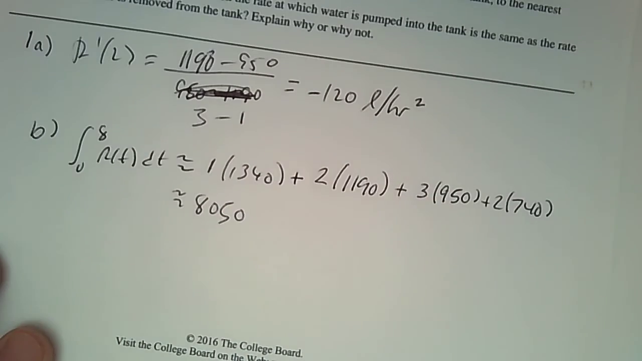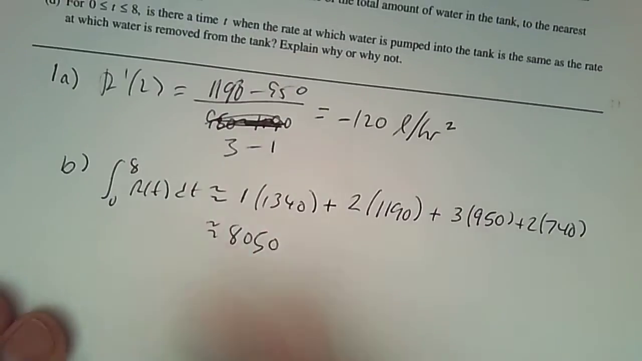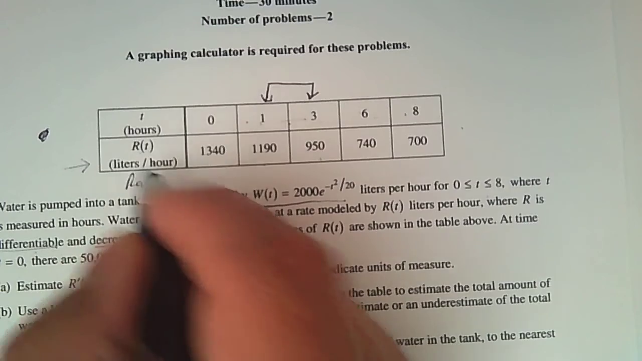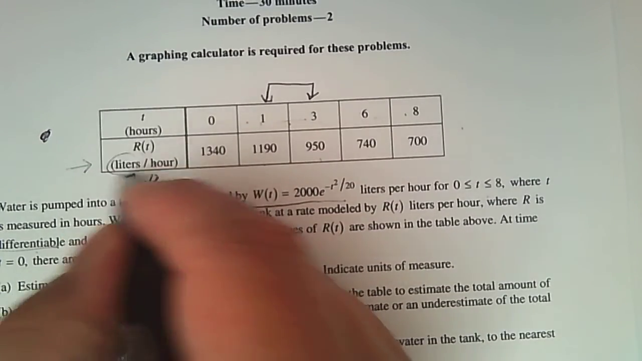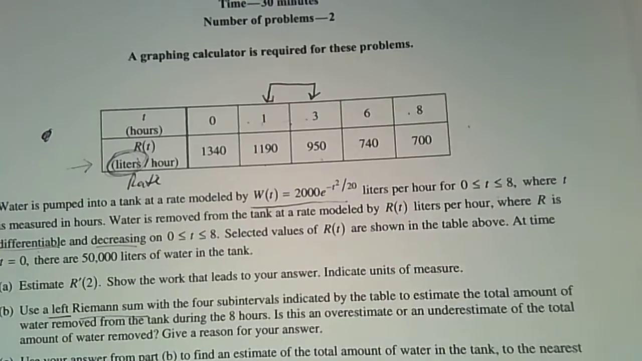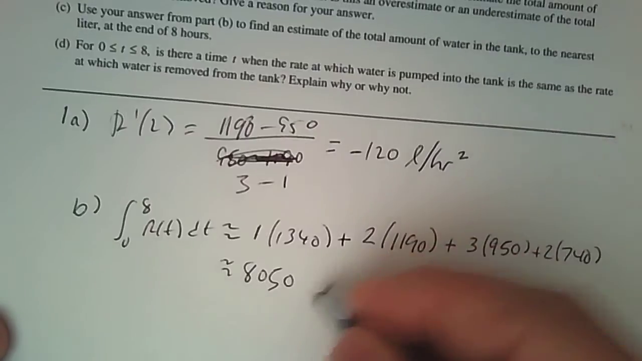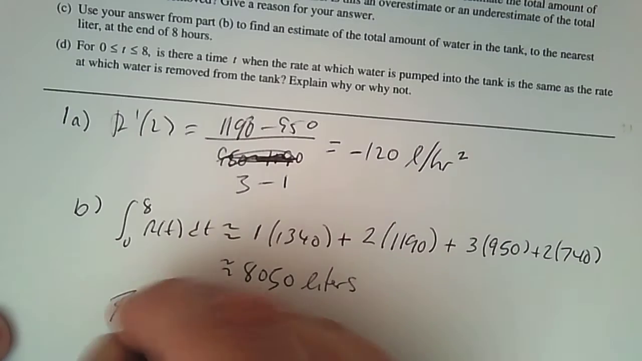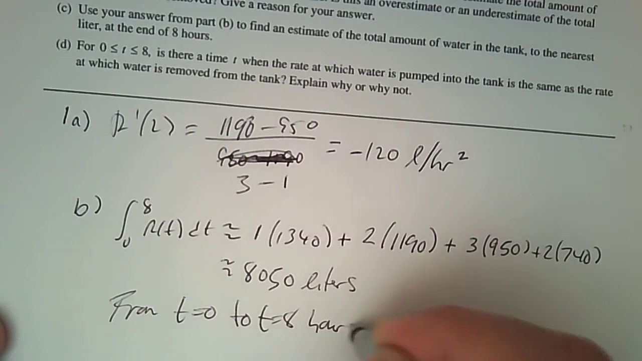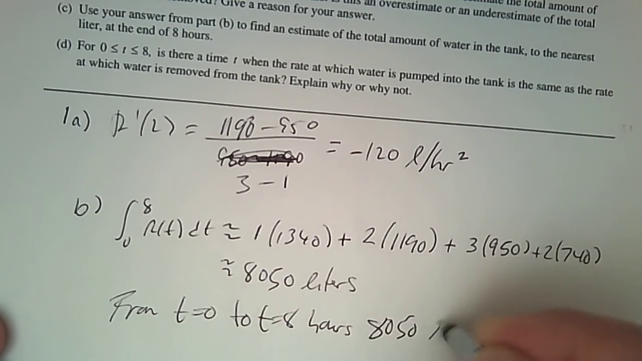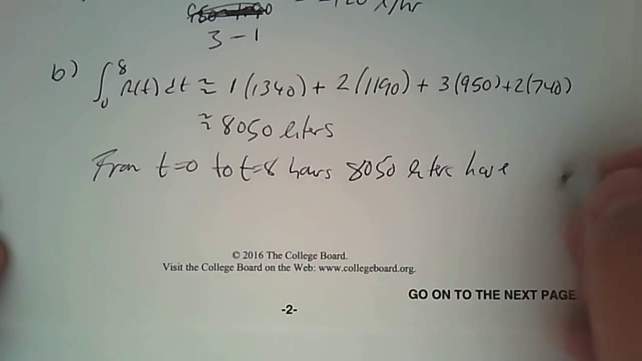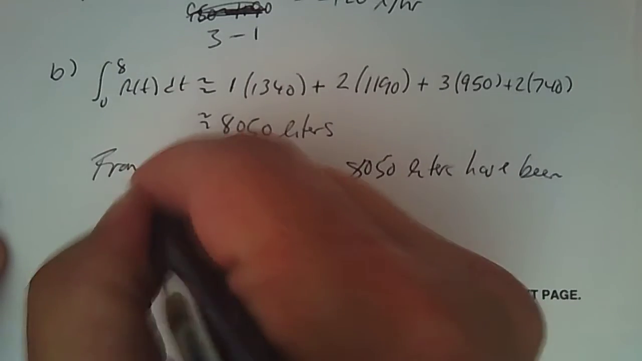8,050. Now, the units, what would happen if you're integrating a rate? If you're integrating a rate, it's no longer a rate. Instead, it's the unit. So what has accumulated is how many liters have been removed. And so the answer is from t equals 0 to t equals 8 hours, 8,050 liters have been removed from the tank.